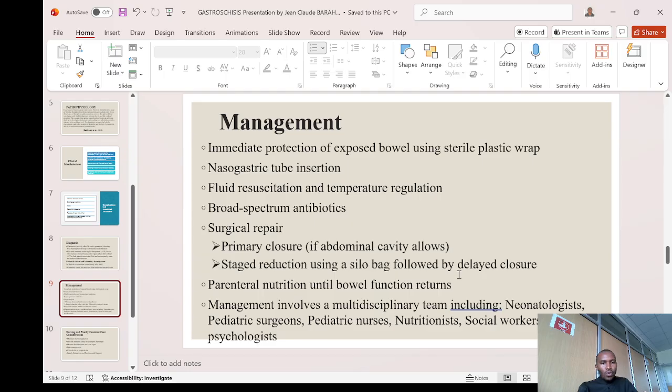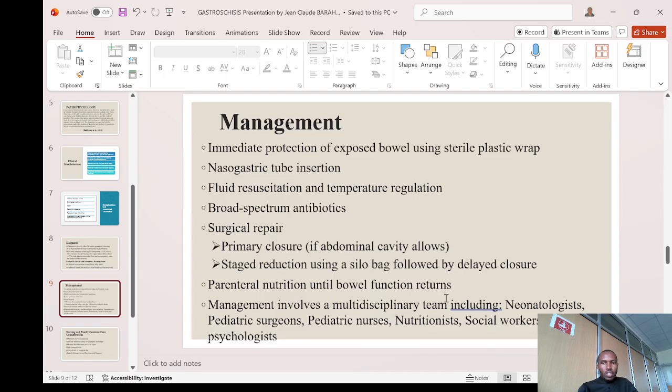What you also have to do in the management is parenteral nutrition until bowel function returns. For a baby with gastroschisis, we have found that at birth and during the staged reduction, most of the time they have bilious content. So giving anything orally is prohibited, and the mother will not breastfeed. So you provide parenteral nutrition for these babies so that you can prevent malnutrition and boost immunity, instead of giving IV fluids only.